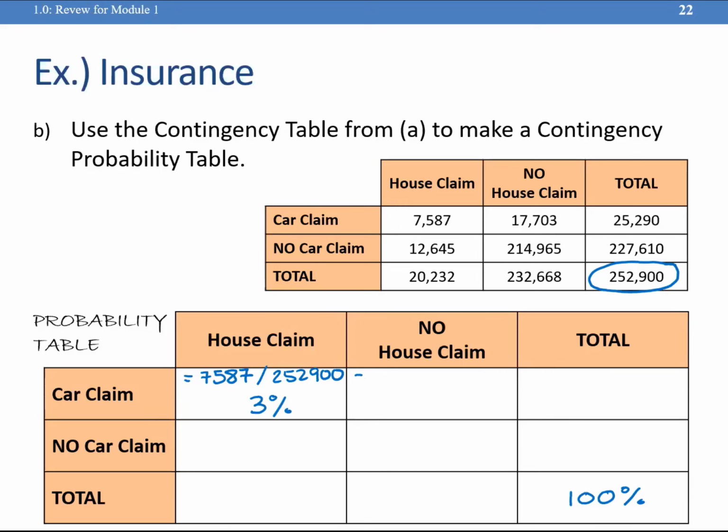For the next cell, I would have the 17,703 divided again by our grand total of 252,900, giving me 7%. And even on the total rows, I would have the 25,290 divided by 252,900, giving me 10%. And I would do that for the remainder of the cells.